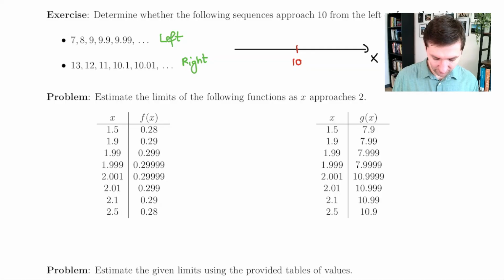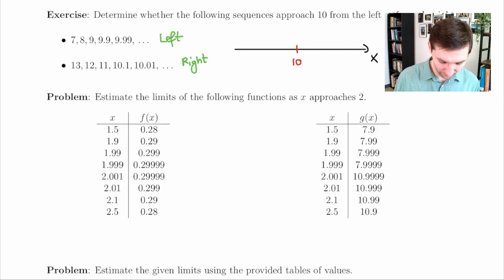We must estimate the limits of the following functions as x approaches 2. Remember, a limit is a value to which the outputs of the function get closer and closer as the inputs approach 2. The inputs can approach 2 in two different ways. They can approach it from the left or from the right.